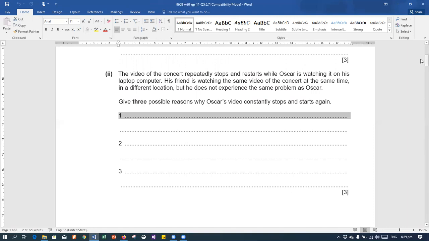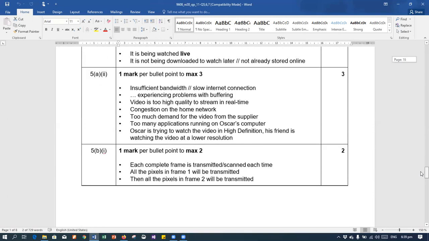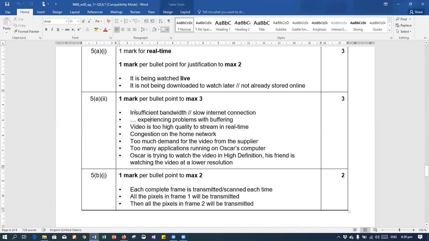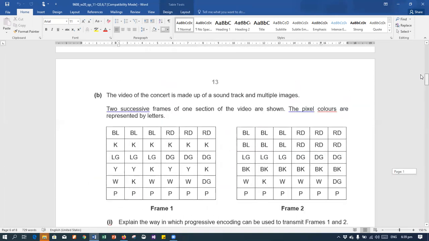Okay, good. So let's cross check your answers. How many points you have. Okay, insufficient broadband. It depends upon the quality. High definition, yes, good. So you have given all the possible points. Now next.